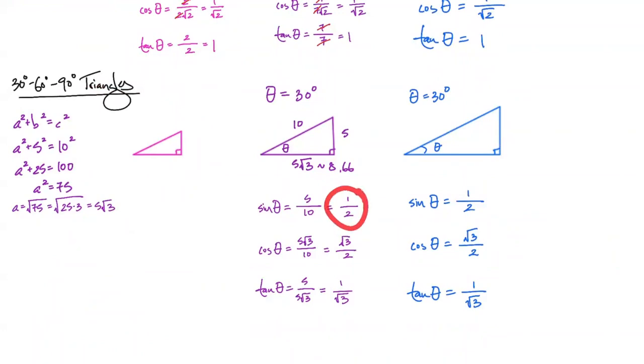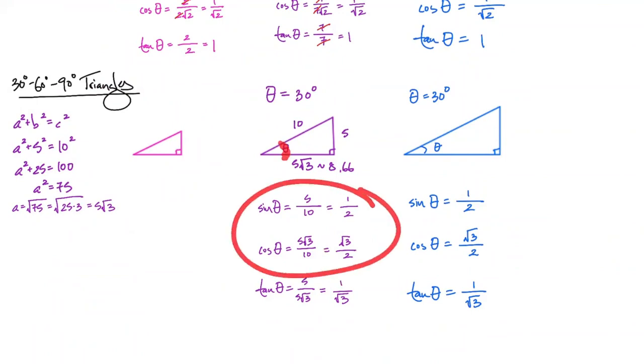1/2, we saw that on our unit circle. √3/2, we saw that on our unit circle. And all that comes from is if you have a 30 degree angle and you're trying to find your sine and cosine, every single time they'll reduce down to 1/2 and √3/2, all right? So does that address the question earlier about why we have all the radicals there?